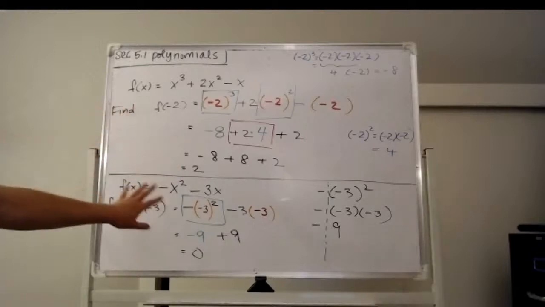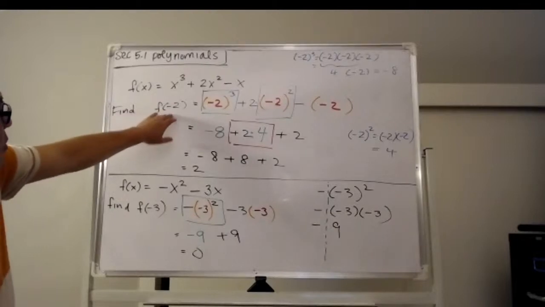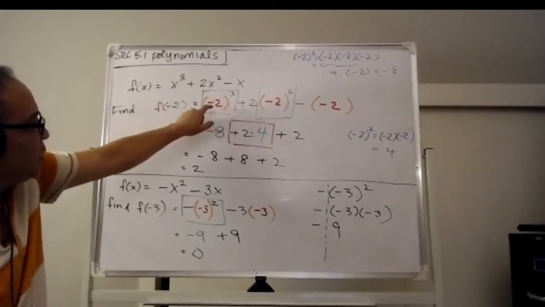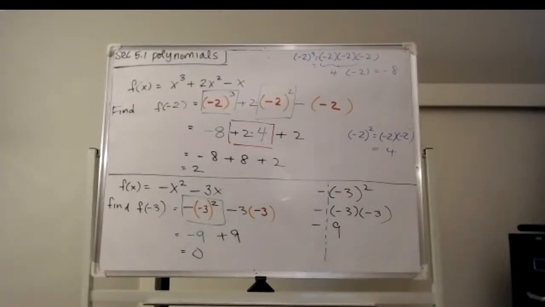Okay. So you should be able to do this. I'll definitely give you something with a negative number so you learn how to deal with this. I need you to know that you put parentheses around it when you do the substitution. Okay, now.